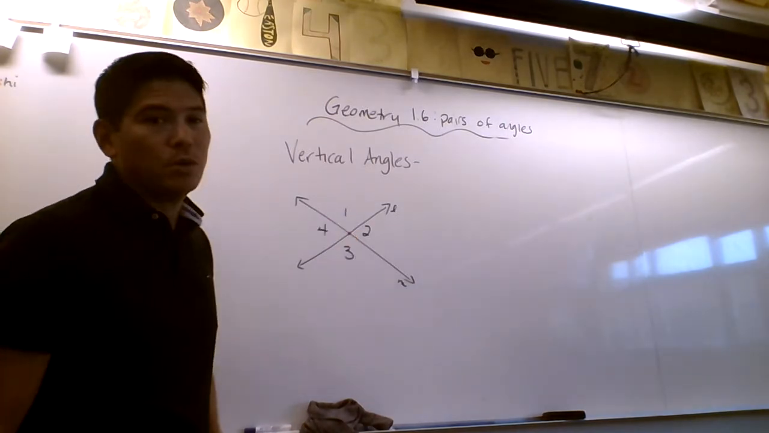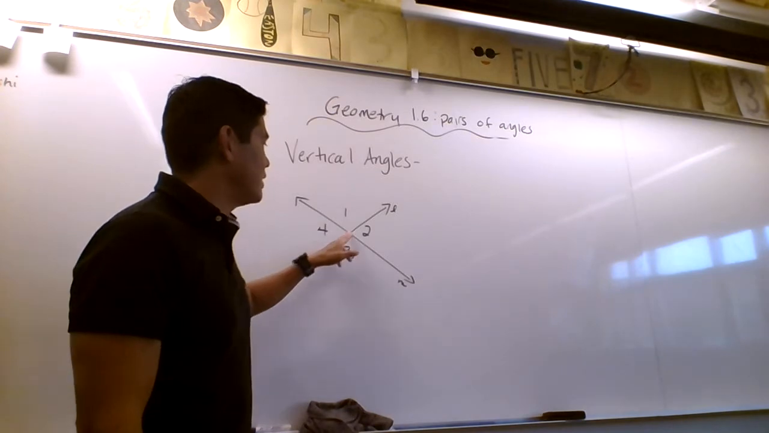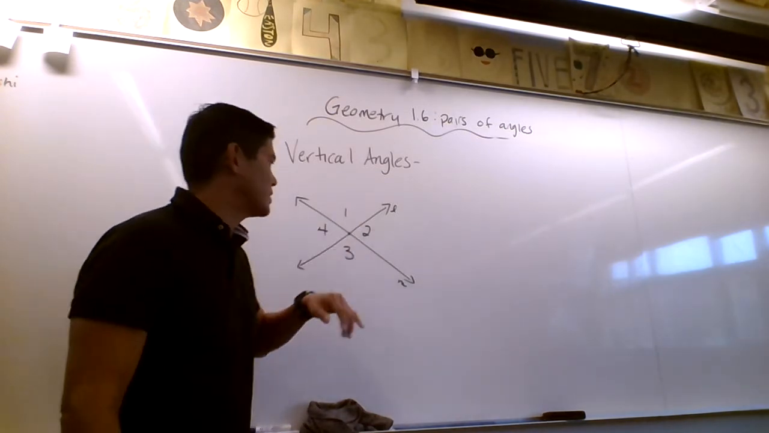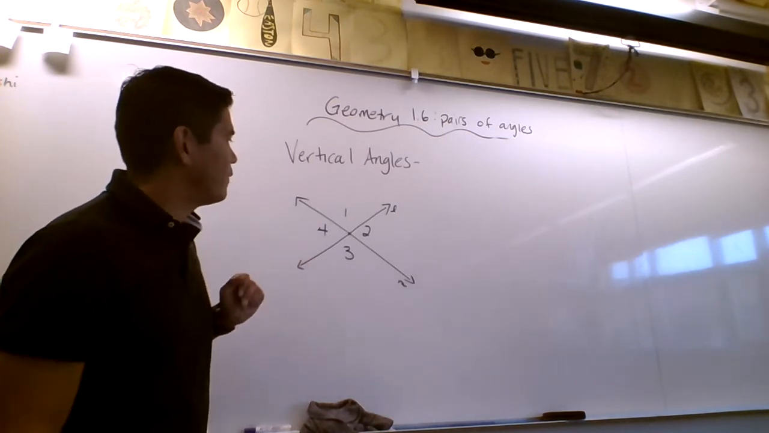Angles 1 and 2, that's a pair of angles. Those are adjacent. Those are next to each other. They share a common endpoint. They share a common side. 2 and 3 are adjacent. 3 and 4 are adjacent. And then 1 and 4 are adjacent.